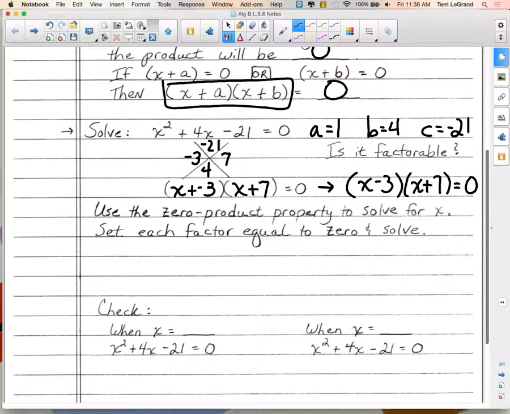Set each factor equal to 0 and solve. This is really easy. X minus 3. Oh, we don't even need the parentheses, by the way. Get rid of those. X minus 3 equals 0. Set that factor equal to 0 and set the other factor equal to 0 and solve those. Go.